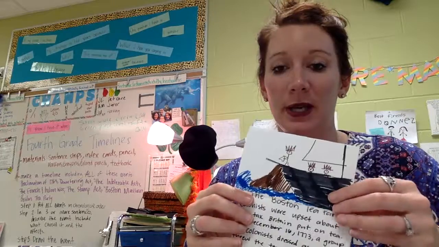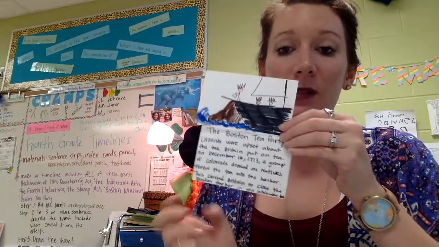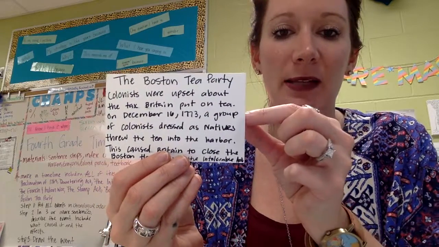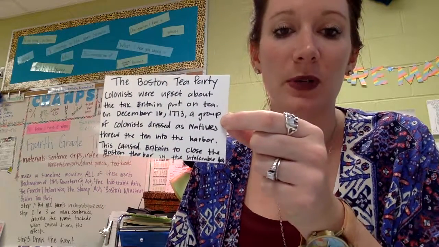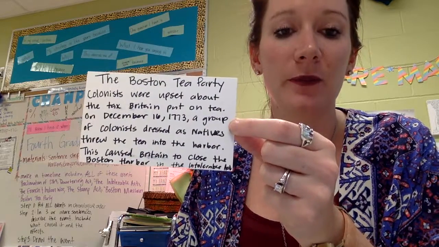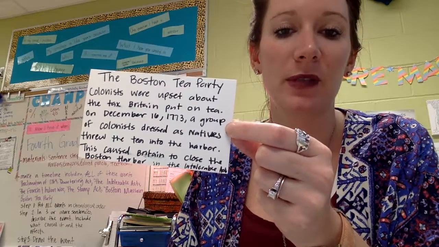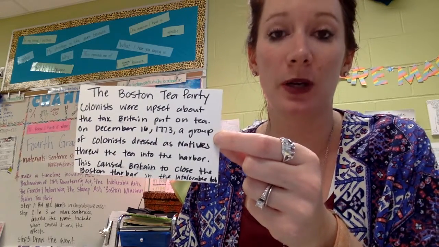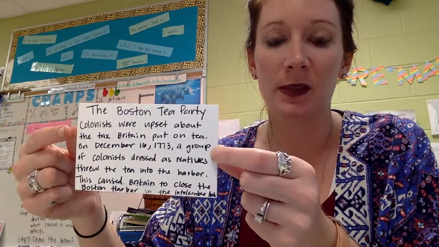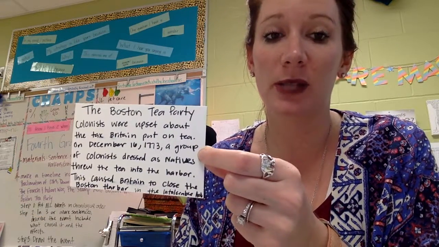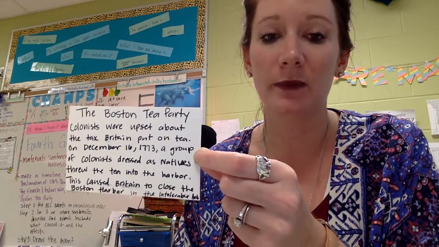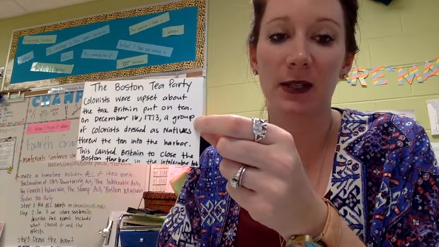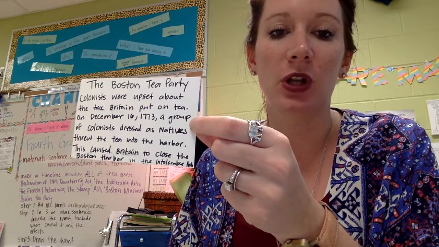So my example is I did the Boston Tea Party. So my card says, the Boston Tea Party. Colonists were upset about the tax Britain put on tea. So on December 16th, 1773, a group of colonists dressed as natives threw the tea into the harbor. This caused Britain to close the Boston harbor in the Intolerable Acts. This first sentence, I have the cause. Colonists were upset about the tax on tea. I have what actually happened. Colonists dressed up and threw tea into the harbor. And then the effect. This caused Britain to close the Boston harbor.